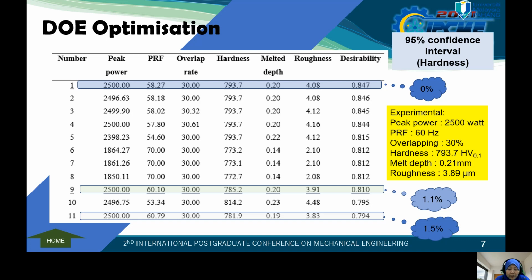The result from relative error for surface hardness shows 0% relative error for parameter number 1, while 1.1% relative error for parameter number 9 and 1.5% for parameter number 11 from the DOE optimization analysis. These parameters are within a defined confidence interval, which verifies the model.